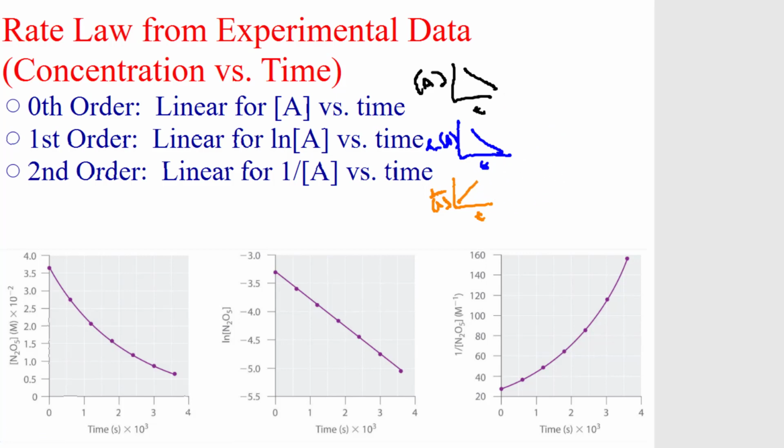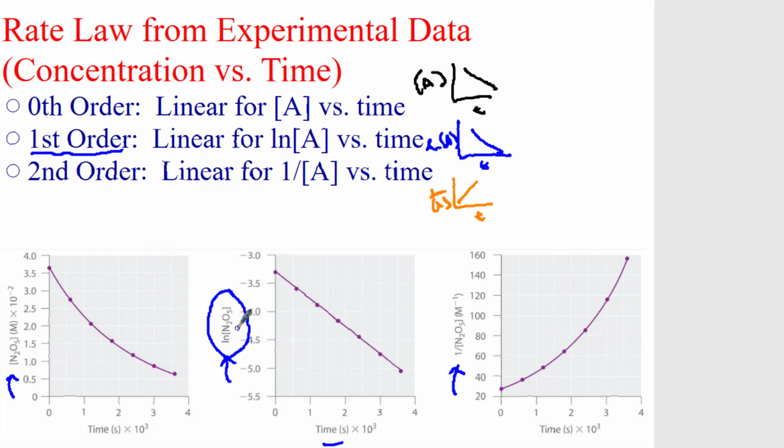Well, just take a look. We have 3 graphs here. It's all the same data, but it's just looking at the data differently. This first graph is concentration versus time. This second graph is natural log of concentration versus time. This graph is 1 over the concentration versus time. Which graph is linear? Only this second graph right here, which is natural log of the concentration versus time. Which means what order is this substance going to be? It's going to be first order.